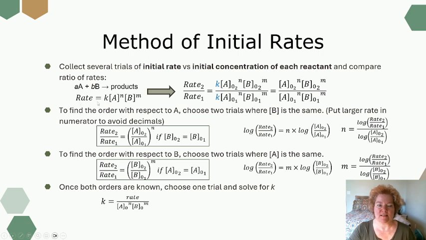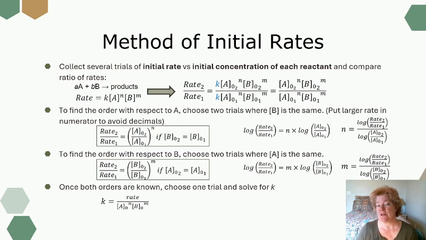Now I go back to this initial equation. So I take one of the trials. I know its rate. I know the initial concentration of A. I know the initial concentration of B. I've now found n and m. I now have enough information to find k. So now I find k. So now at the end, when I'm done with this, I have k, I have n, I have m.